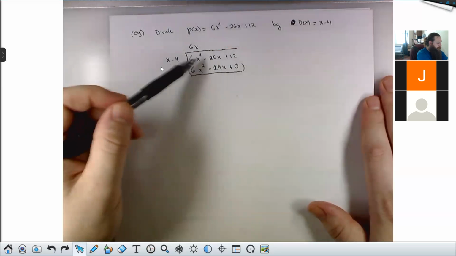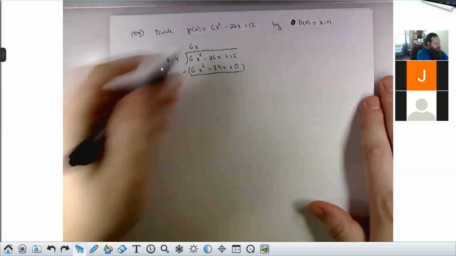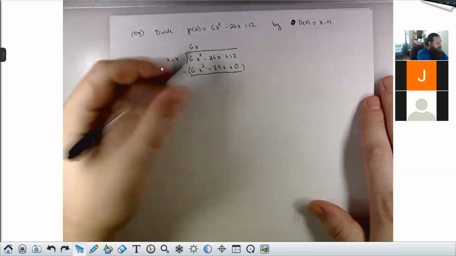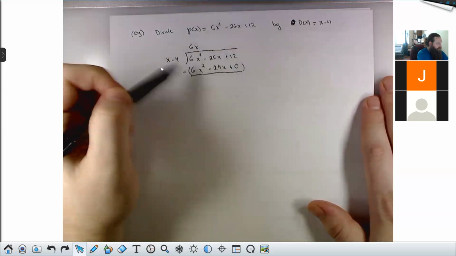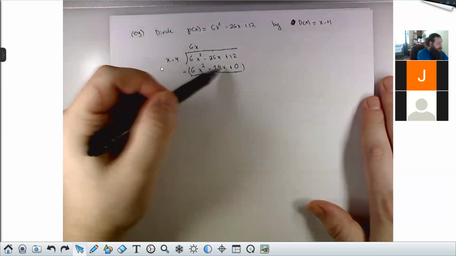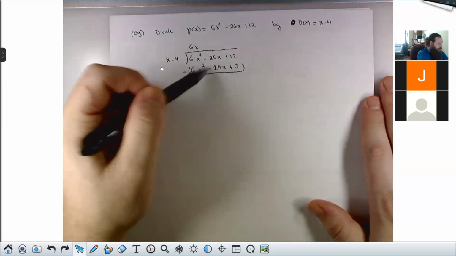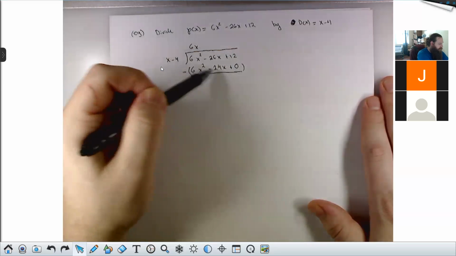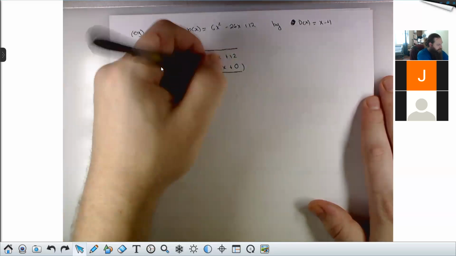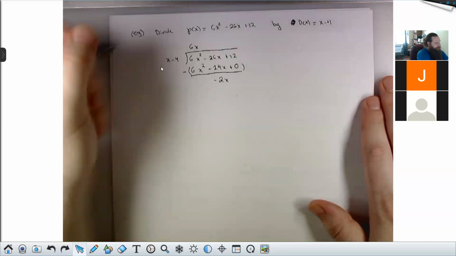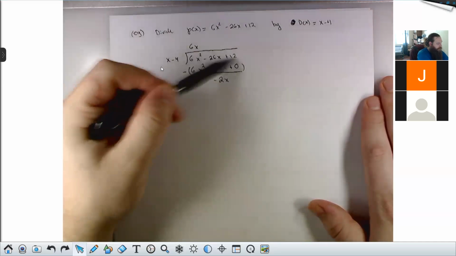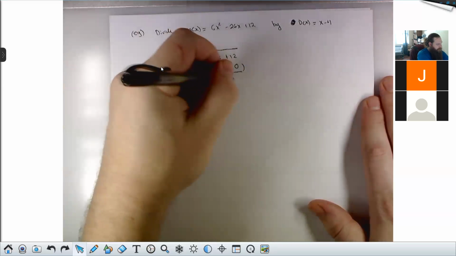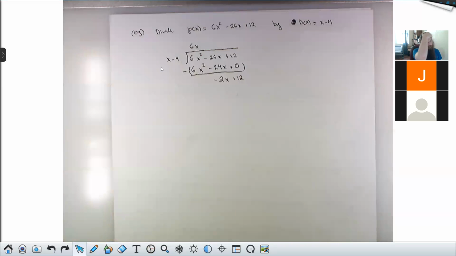So if I take 6x squared and I subtract from it 6x squared, I get nothing. If I take negative 26x and I subtract from it negative 24x, that negative negative is going to make a plus there. So I'm really looking at negative 26x plus 24x. I get negative 2x. And then 12 minus 0 is 12. That's one kind of loop of the division algorithm, if you will.